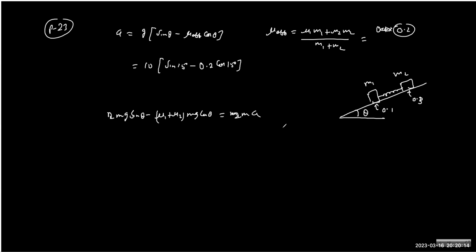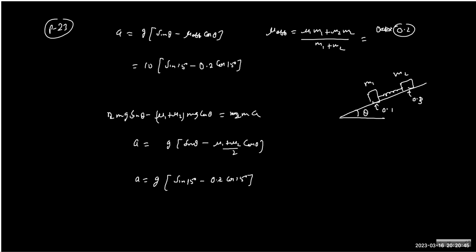In one line, you can write like this. And the a is how much? You can see the answer. It is g sin theta minus mu effective cos theta, where mu effective is the average of the two. And this is what I wrote, right? The mu effective. But if I'm not able to solve, then this is not good. No, you must have solved.